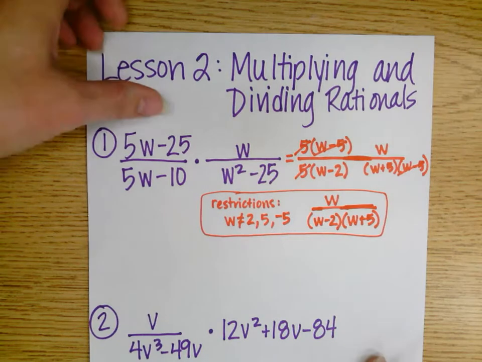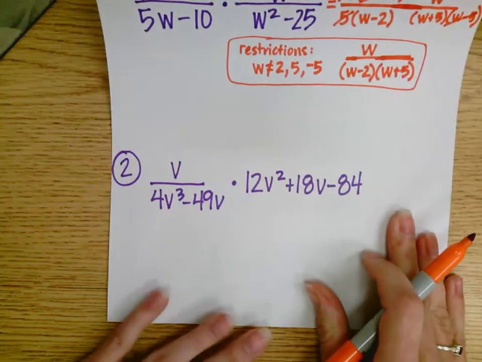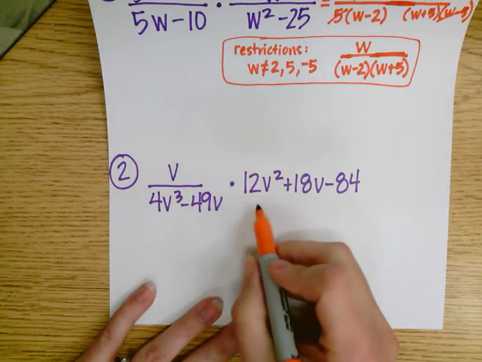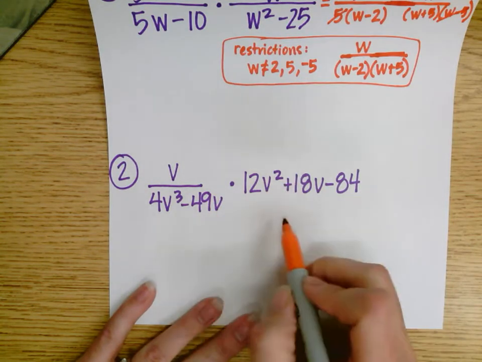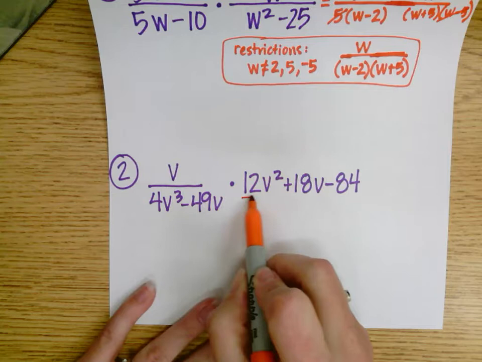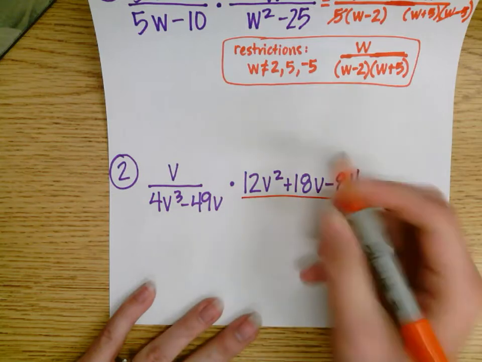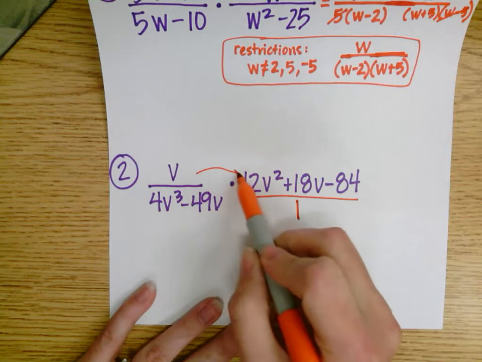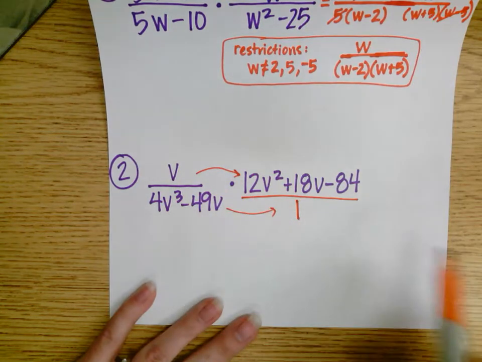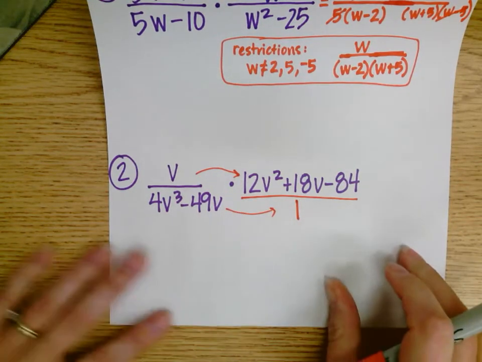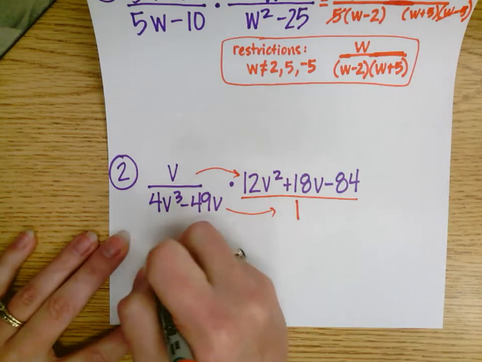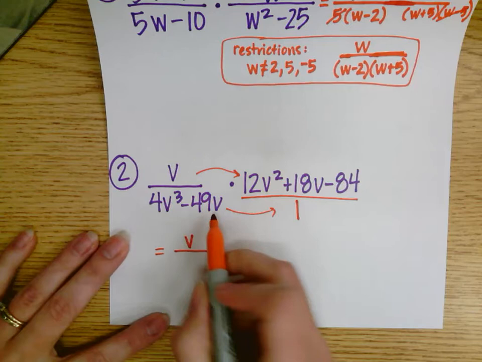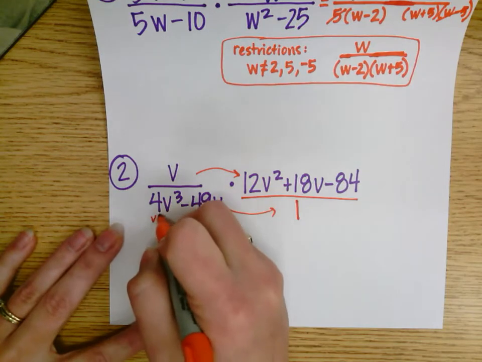Example 2 has v over 4v cubed minus 49v. Oh look, here I have a numerator, I don't have a denominator. So what I'm going to do is create a denominator, just so I don't get confused when I go through, and I'm going to multiply numerators together and multiply denominators together. But remember, I want to factor first. So I'm not going to be able to factor v. I'm just going to leave it. But here I can factor out a v. I think that would help.